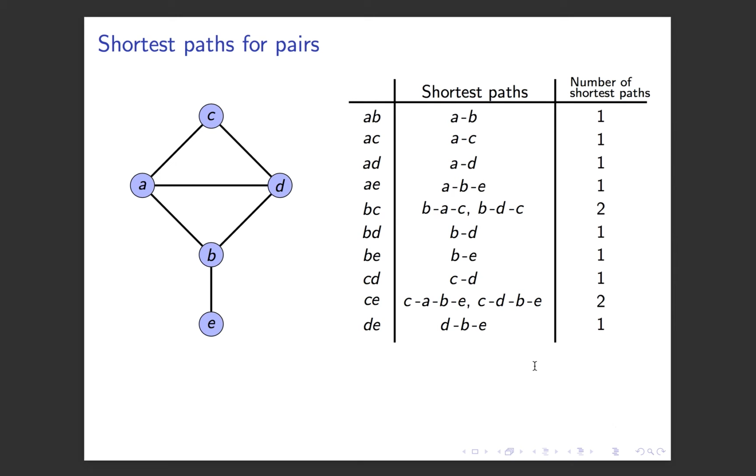Here is our completed table. Notice that we have a list of every possible pairing of nodes. For each pairing of nodes, we list out each possible shortest path between them. And then in our final column, we keep track of the total number of shortest paths between that pair of nodes. Compare this with the answers that you have.